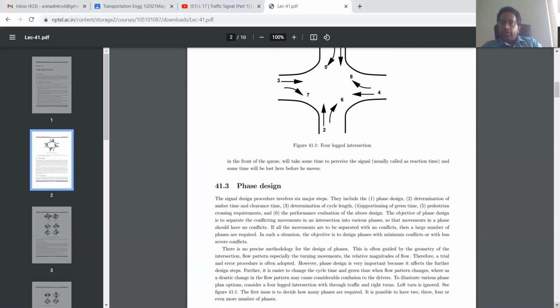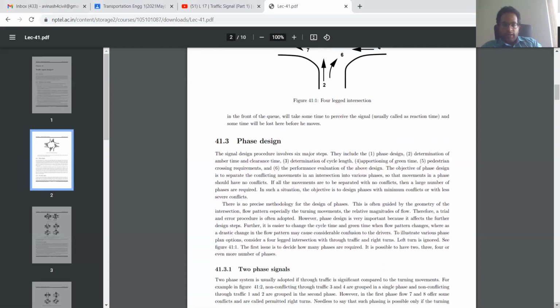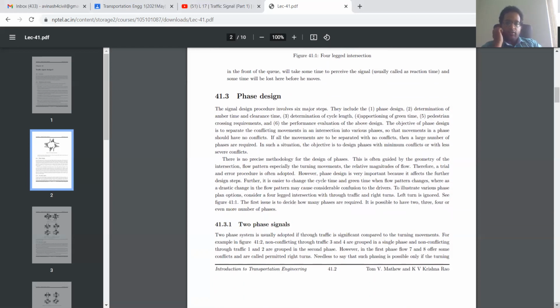The objective is to design the phases with minimum conflicts or with less conflict. So two-phase signal is one kind of signal. What is meant by a two-phase signal? There are different phases. There are two-phase signal, three-phase, four-phase, or even more number of phases can be possible for a signal. What do you mean by a two-phase signal?